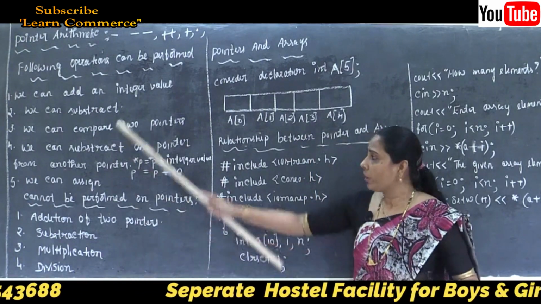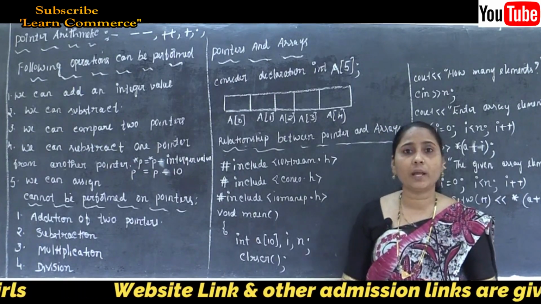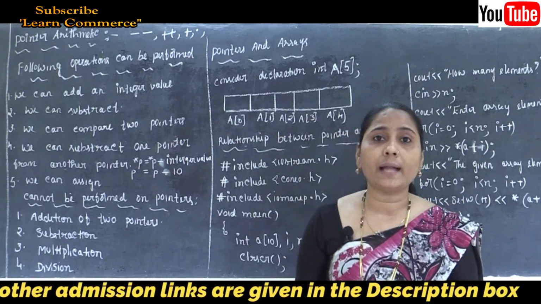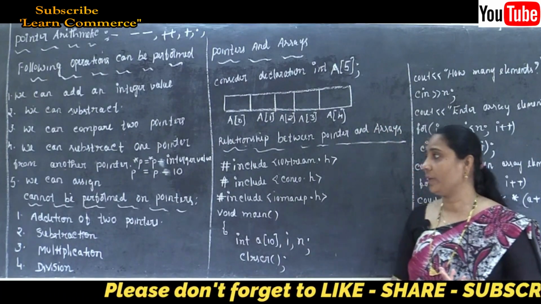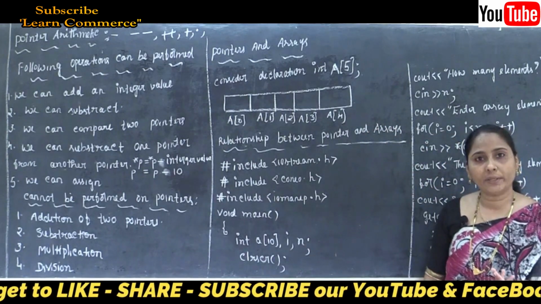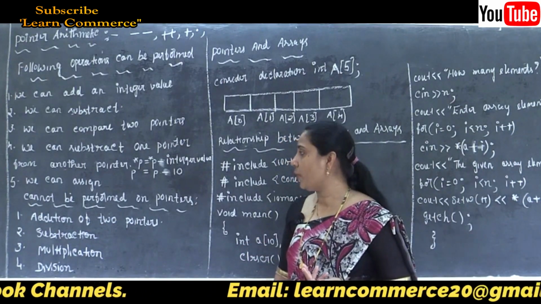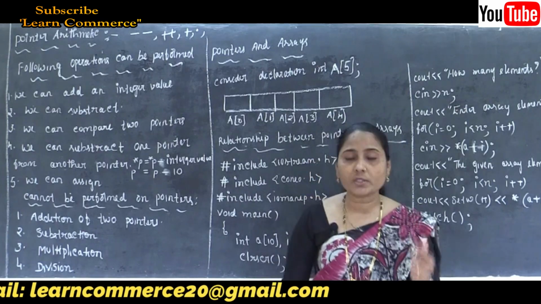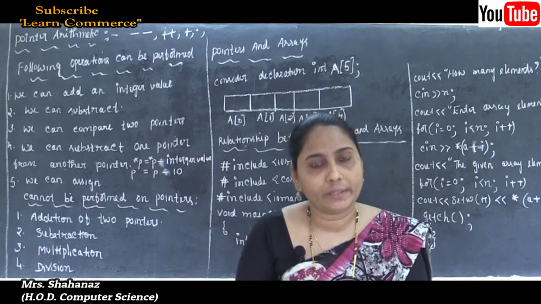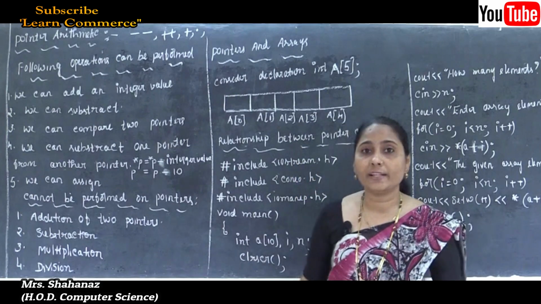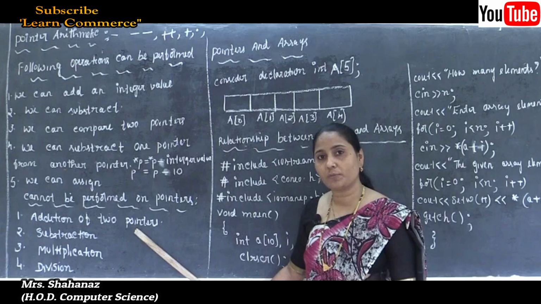All these operations we can perform are called valid operations, but some invalid operations are also there. Such operations we cannot perform on pointers. So the following are the operations that cannot be performed on pointers. The first operation is the addition of two pointers. Clear this point here? The addition of two pointers.